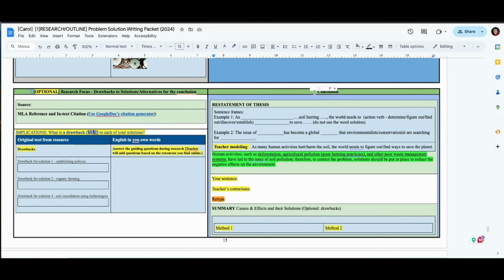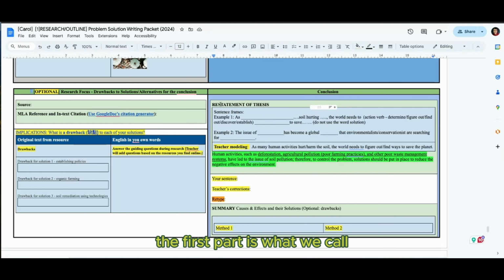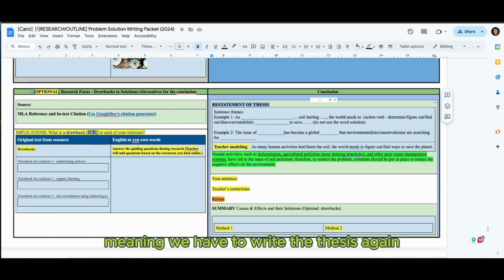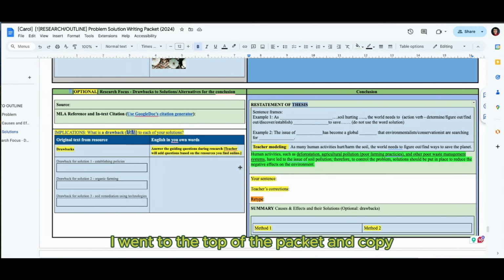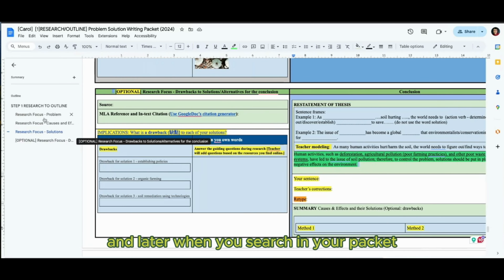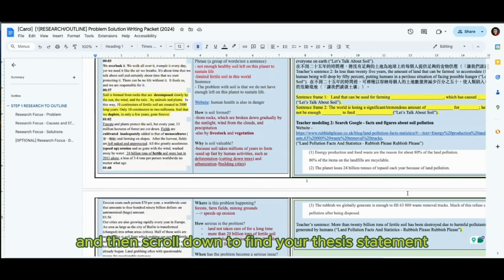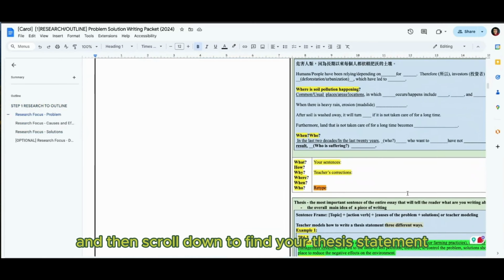All right, the conclusion paragraph consists of three parts. The first part is what we call the restatement of the thesis, meaning we have to write the thesis again using different words. I went to the top of the packet and copy pasted my thesis statement down here. And later, when you search in your packet, you'd have to click on this and then scroll down to find your thesis statement.